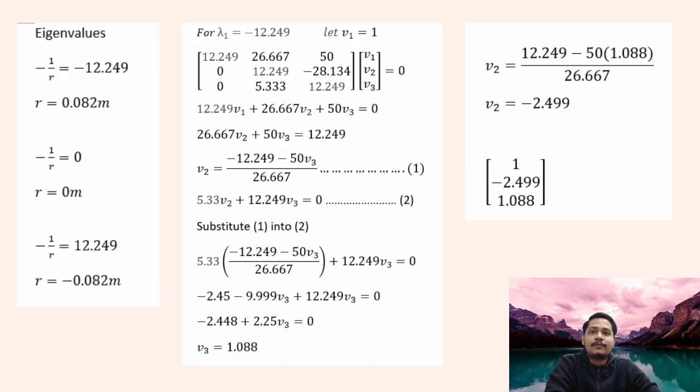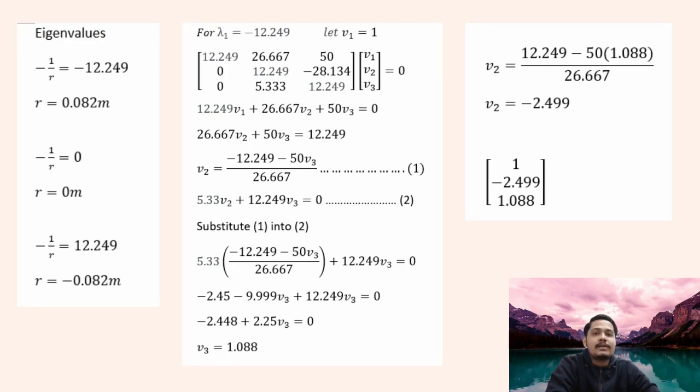As we know, we use lambda is equal to negative 1 over R. Then we calculate the eigenvalue, and we get for the first one 0.082 meter, second is 0 meter, and for the third is negative 0.082 meter. After that, we have to derive the equation for V2, and then we get the equation V2 equal to negative 12.249 minus 50 V3 divided by 26.667. And then the equation 2 is 5.33 V2 plus 12.249 V3 equal to 0.